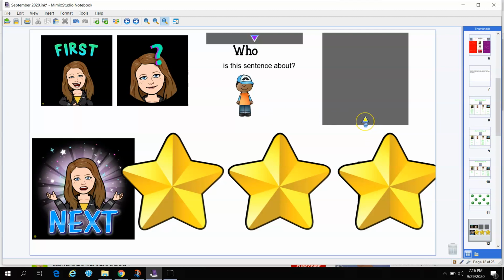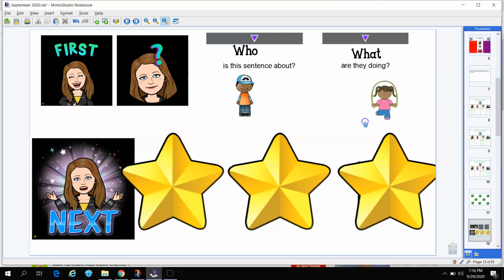What was the second question we were going to ask? You need to ask yourself, what are they doing? What is the person doing? It's an action, a movement, something they're going to do. And just like people are nouns, the actions are verbs. Action verbs are different movements that you can do.